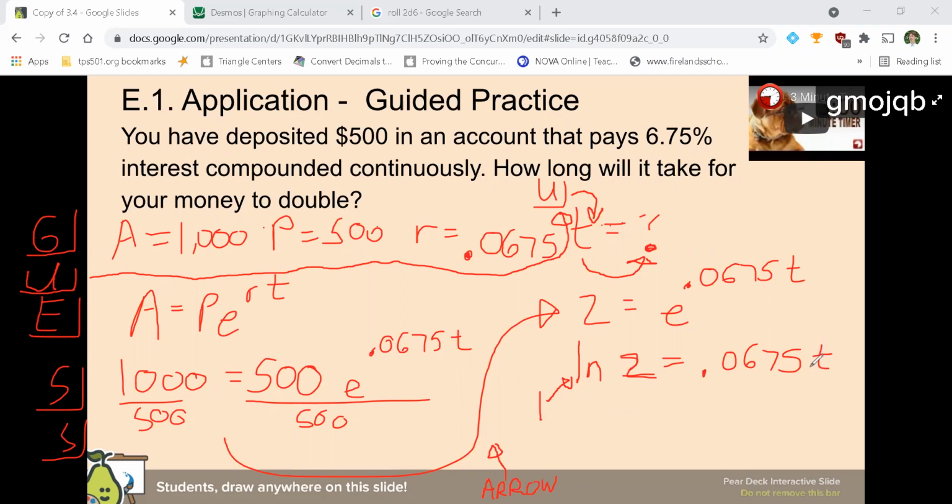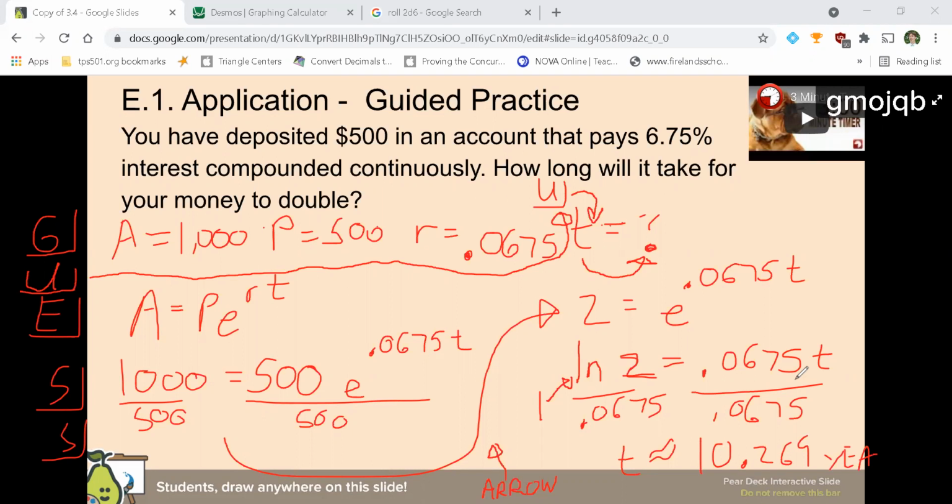All right, I want to get t by itself. How do I get rid of this 0.0675? Divide both sides, all three of them. And that will be 10.269 years.